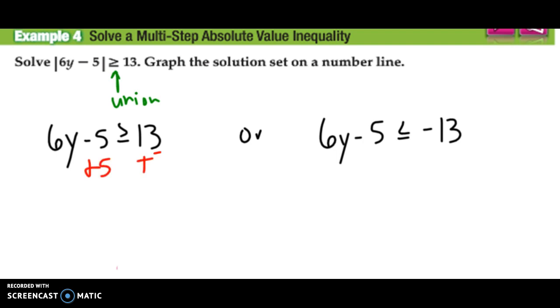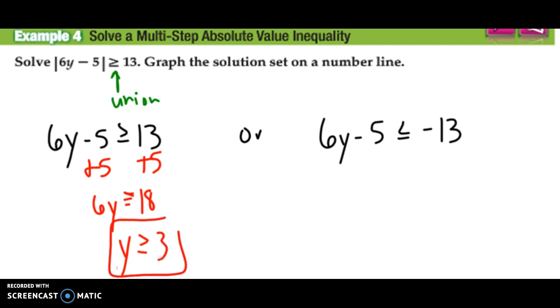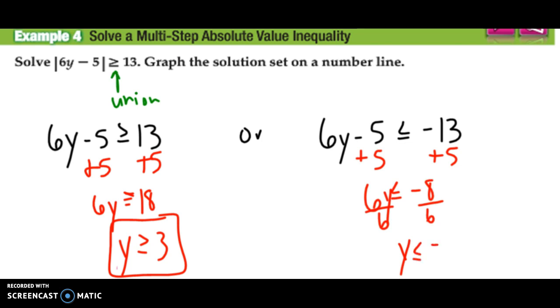So I add 5 to both sides. We get 6y is greater than or equal to 18. And so y is going to be greater than or equal to 3. Over here, add 5. I get 6y is less than or equal to negative 8. Divide by 6. And I get y is less than or equal to negative 4/3. Okay?